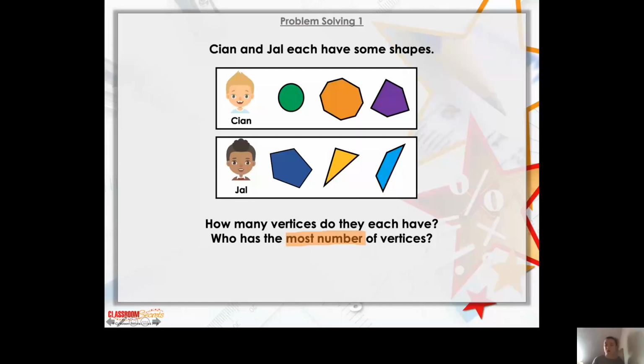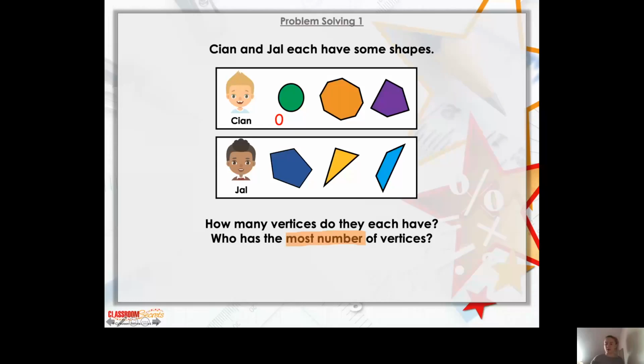So the key words in here are most number. So we're not looking for the person that has the least number of vertices. We're looking for the person that has the most. Okay, so I'm going to look at Kian. Now Kian has a circle to start. Now how many vertices does a circle have? Well, a circle has 0 vertices. Okay, there are no points where 2 lines meet, because remember, a circle only has 1 side. Okay, so he's got no vertices on his first shape.